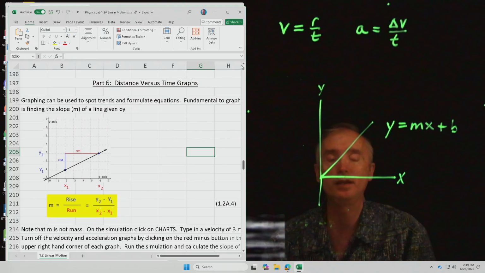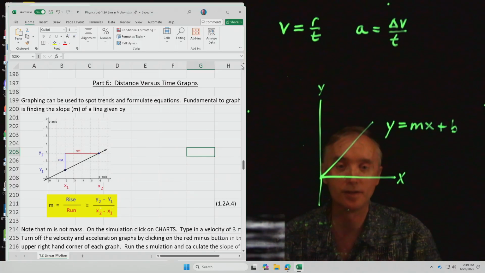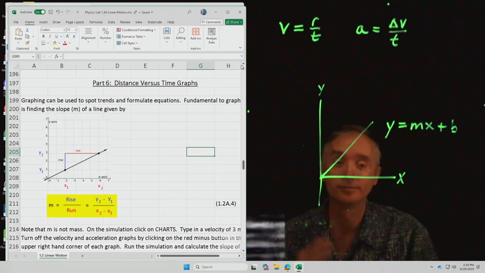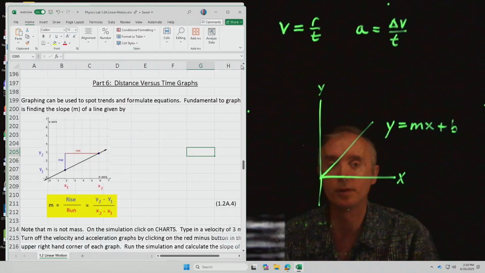So what do we mean by slope? Slope is given by the letter m, which is very bad because in physics we use the letter m to stand for mass. Well, we can't really do much about this. So I will use the geometric definition of m, which is slope. And slope is going to be rise over run.